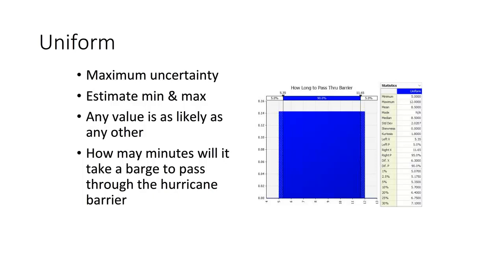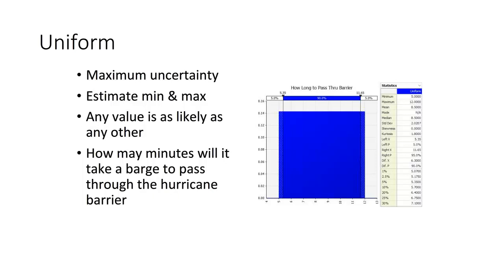And so it's going to be convenient at times to talk about uncertainty as a shape. And this is a picture of our uncertainty about how long it's going to take a barge to pass through a barrier here. Okay, and what we have, if you look on the right-hand side at the grid, there's a minimum of 5 minutes and a maximum of 12 minutes. But we don't know anything else. Any time in there between 5 and 12 is as likely as any other. And that's a characteristic of the uniform. Any value is as likely as any other, okay?